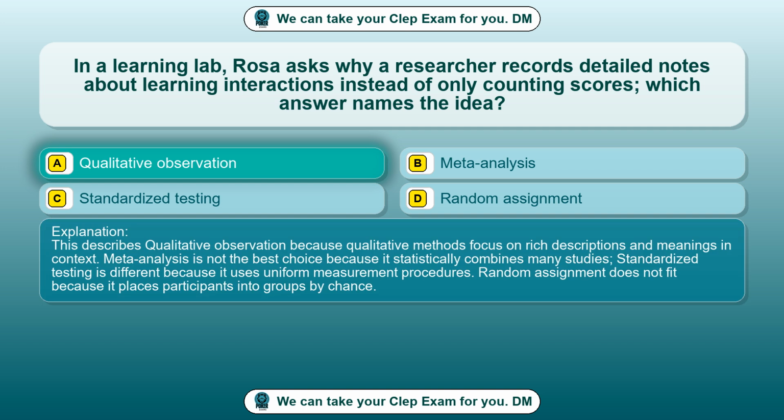This describes qualitative observation because qualitative methods focus on rich descriptions and meanings in context. Meta-analysis is not the best choice because it statistically combines many studies. Standardized testing is different because it uses uniform measurement procedures. Random assignment does not fit because it places participants into groups by chance.